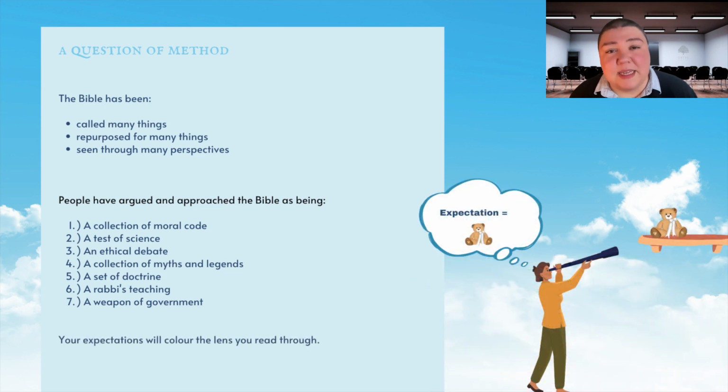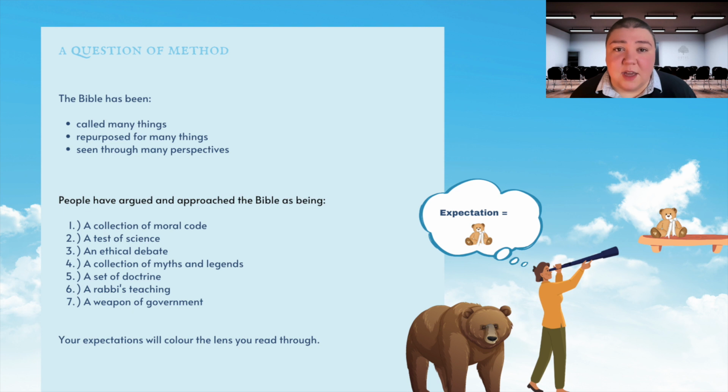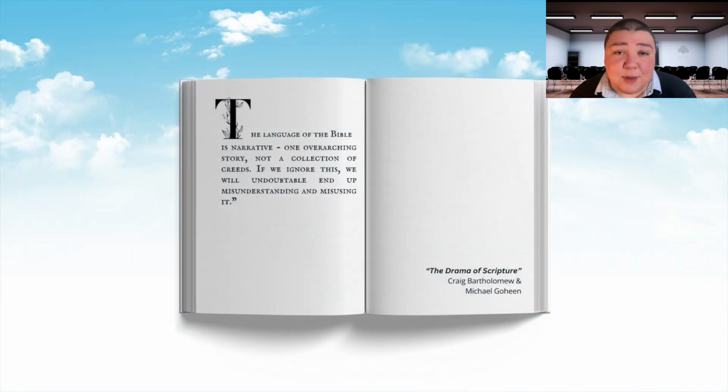As we said, our expectation colors the lens through which we read the Bible. For example, if you come at it as a lifestyle guide, you will read it very differently from if you're looking at it as a collection of ancient myths, similar to Greek mythology. In their book, The Drama of Scripture, authors Bartholomew and Goheen aptly write, "The language of the Bible is narrative, one overarching story, not a collection of creeds. If we ignore this, we will undoubtedly end up misunderstanding and misusing it."